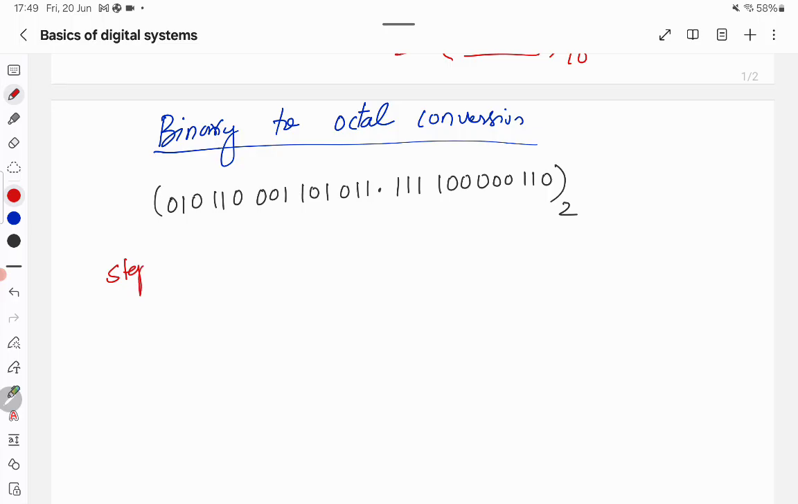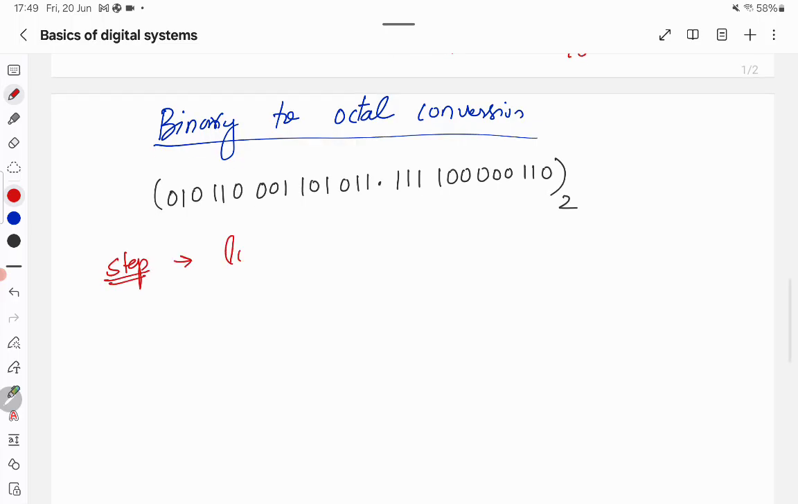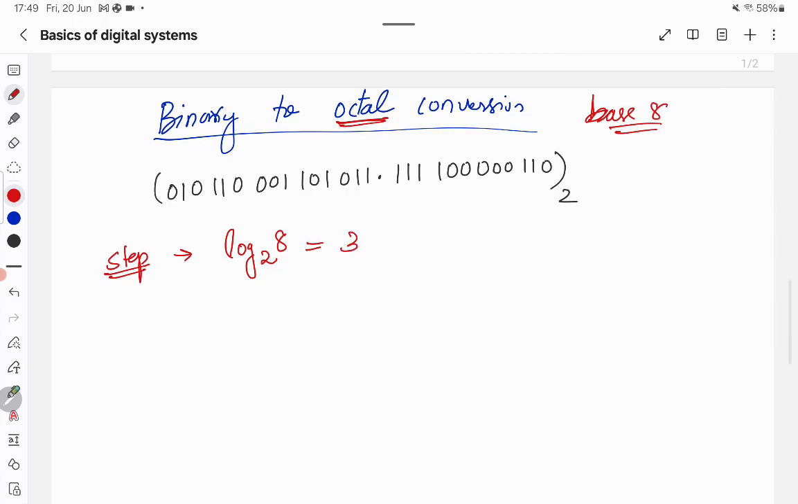So as I said, octal, so how will you convert this? Step 1, there is a formula. You will put log 8 base 2, because since it is octal, the base is 8. Log 8 base 2 is 3. So basically you will make pairs of 3. You'll make groups of 3 and then write this out.